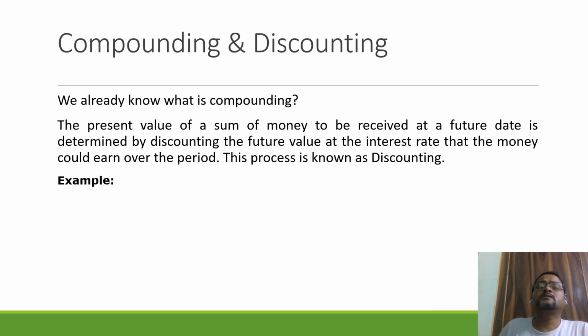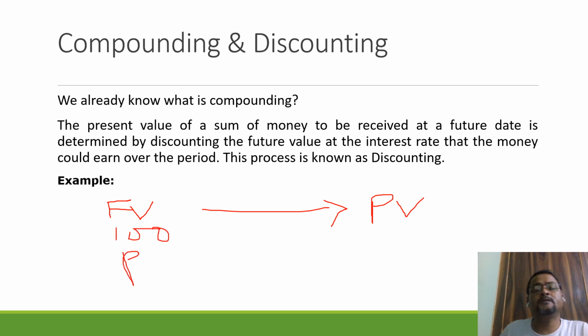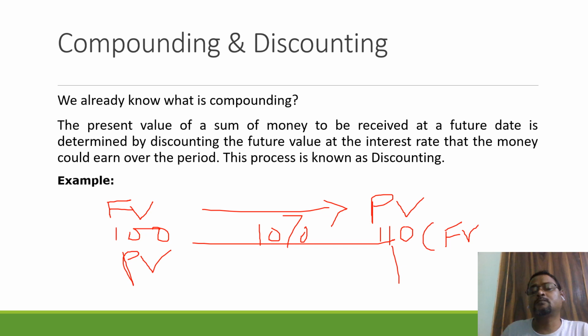We already know what compounding and discounting are. Compounding is calculating the future value from the PV. You deposited 100, the PV, at a 10% interest rate for 1 year, you get an amount of 110, which is the FV. So this process is known as compounding, calculating interest on interest.